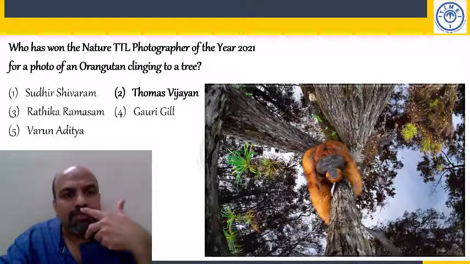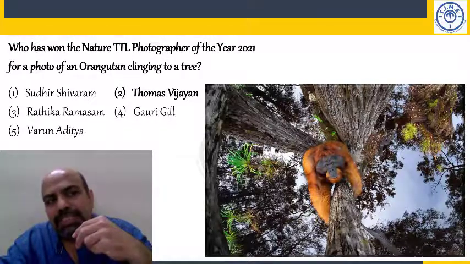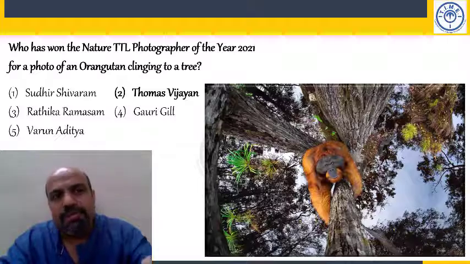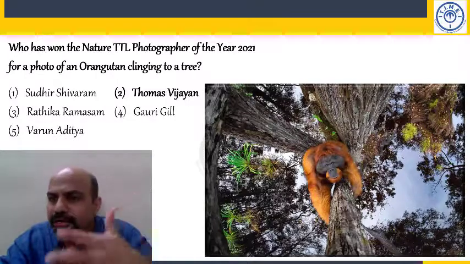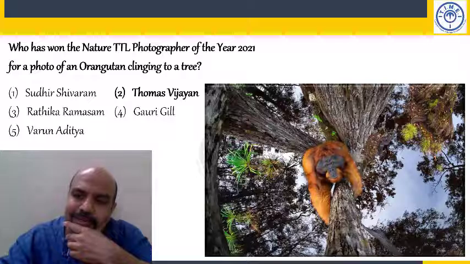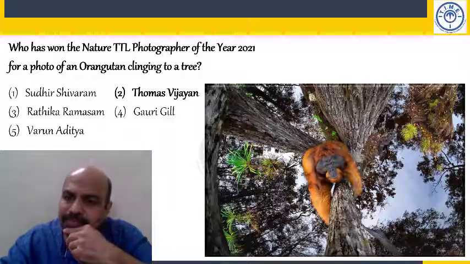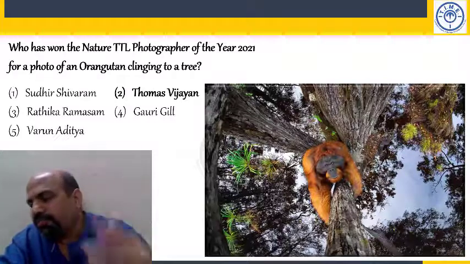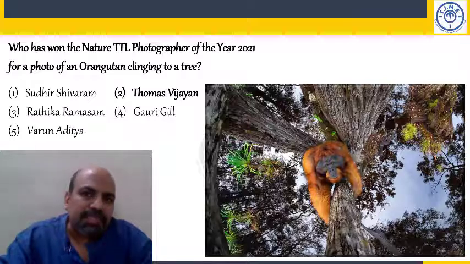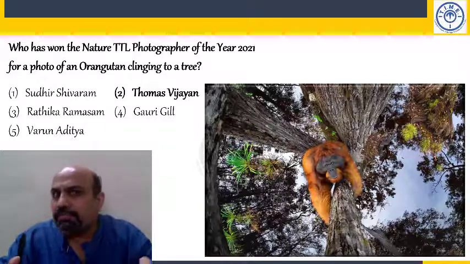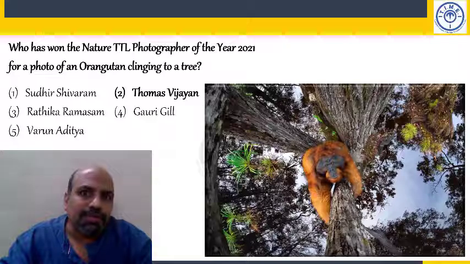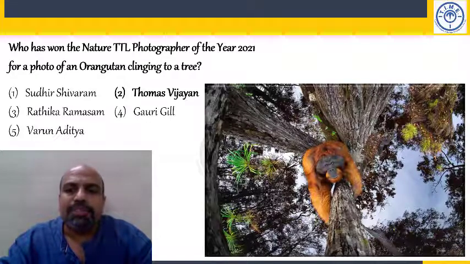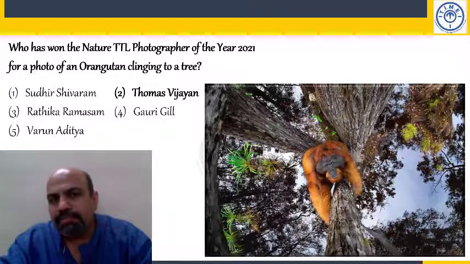This was won by Thomas Vijayan. I looked it up and I found this question from my colleagues. So I looked up what the photo was, and this was the photo. Amazing colors, no? This is looking at us with a lot of pleading, that please save us. So humans have this remarkable intelligence to save others. And because they cannot help themselves, we need to help them.